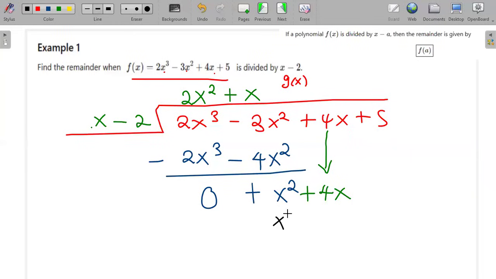That will be x squared. X multiplied by minus 2, that will be minus 2x. And then I draw a line there. And then I say minus. So now I'm subtracting these guys here.